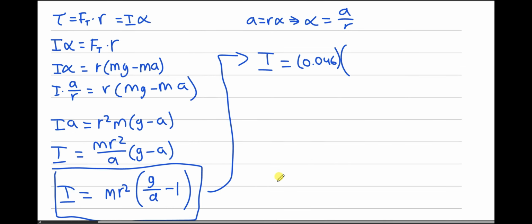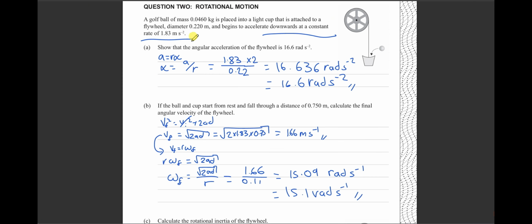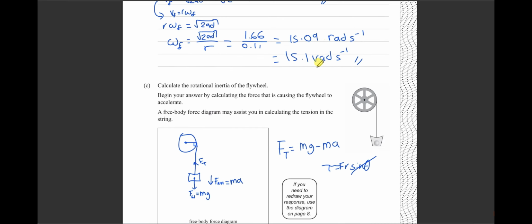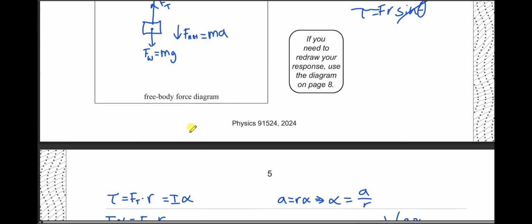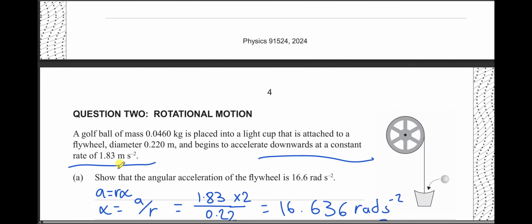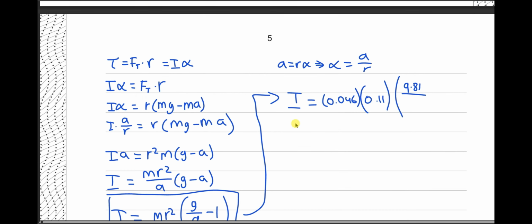0.046, and then your radius is the diameter over 2, so 0.11, and then your gravity is 9.8. I forgot the linear acceleration. 1.83? Yeah. Okay. 1.83 minus 1, and let me put that in my calculator. And then 0.046 times 0.11.